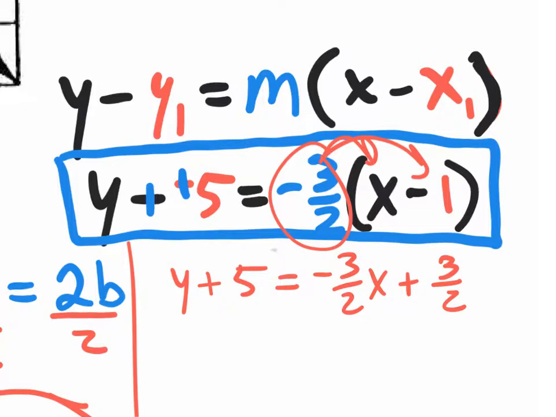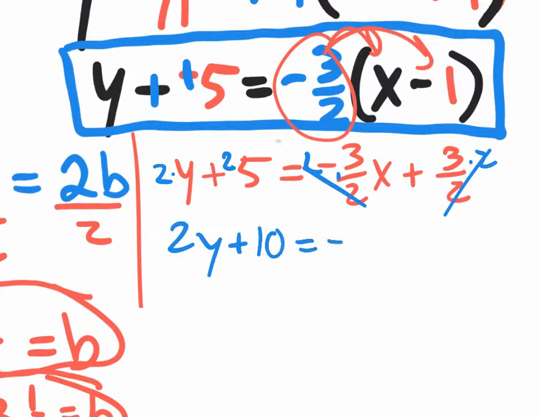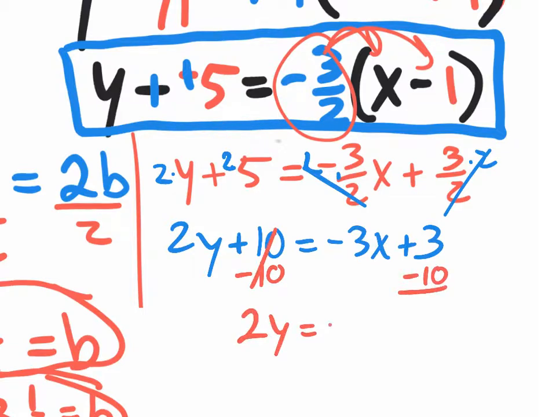And now if I want the y by itself, I could temporarily get rid of all fractions at once by multiplying everything by 2. Would you guys like to do that? Yep. Okay, so let's multiply everything by 2. Times 2, times 2, times 2, times 2, cancel, cancel. 2y plus 10 equals -3x plus 3. Now let's continue to solve for y if we want to write it in slope-intercept form. -10, -10. You're going to have 2y equals -3x minus 7.